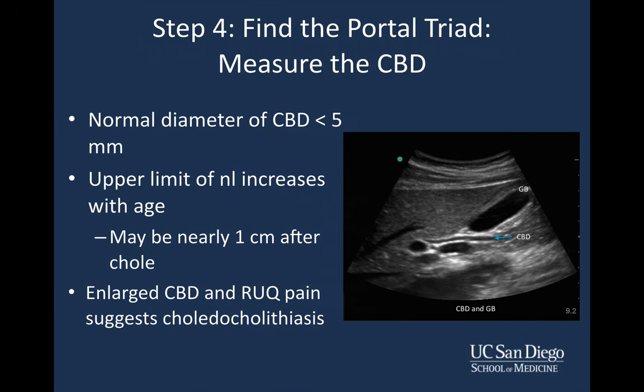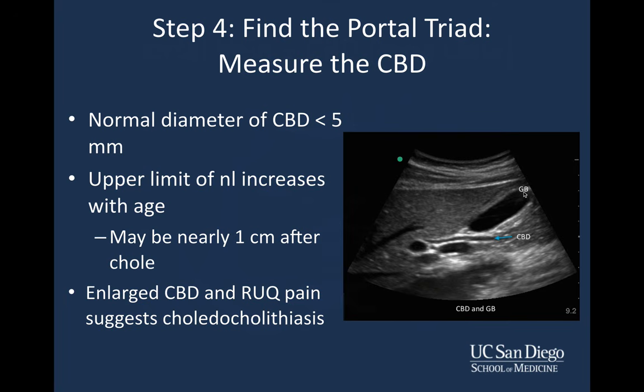When you measure the common bile duct, keep in mind that the normal diameter is approximately 5 millimeters. The upper limit of normal increases with age, and it can be up to almost 1 centimeter after a patient has had a cholecystectomy. An enlarged common bile duct and right upper quadrant pain suggests that the patient has choledocholithiasis.